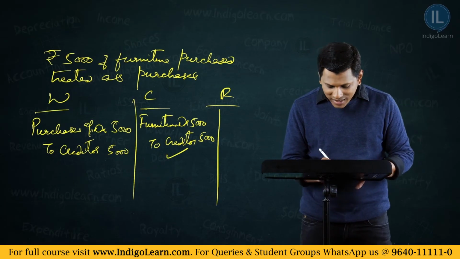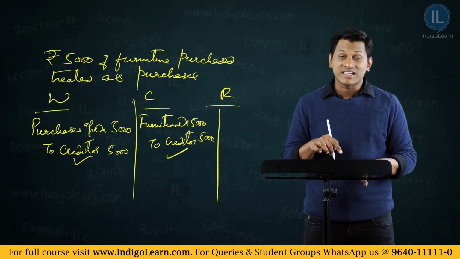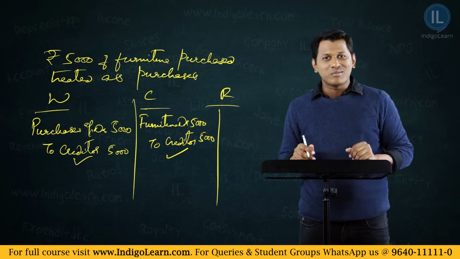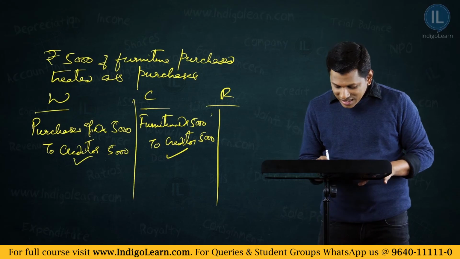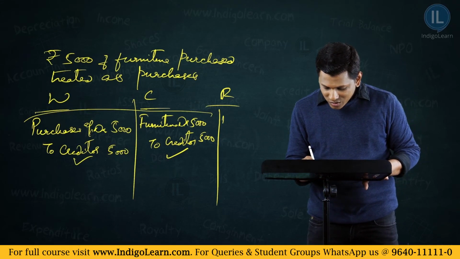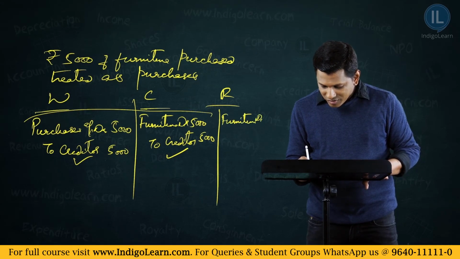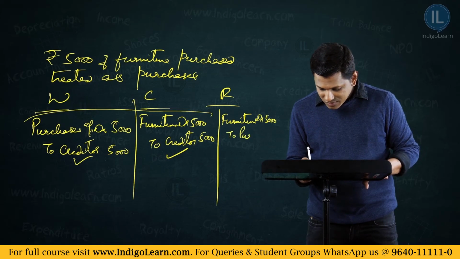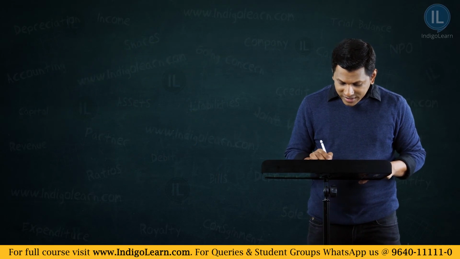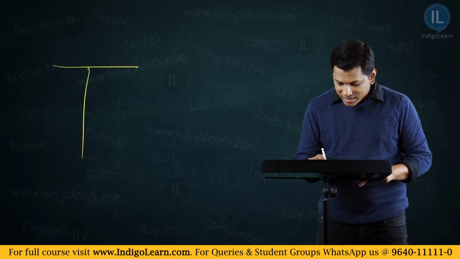Whatever should have been credited has been credited, but whatever should not be debited is debited. Whatever should be debited is not debited. So the rectification is only with respect to the debit side of things. So what do we do? Furniture debited 5,000 to purchases 5,000. That's it. So again, for whatever it is worth, let us make sure that we are clear about the logic.